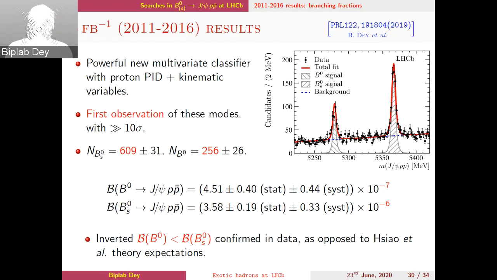So this is the first observation. Now we see these things very clearly. Okay. And we confirm this inverted hierarchy, that you see more Bs than B0. So something is going on with Bs that's not happening for the B0.